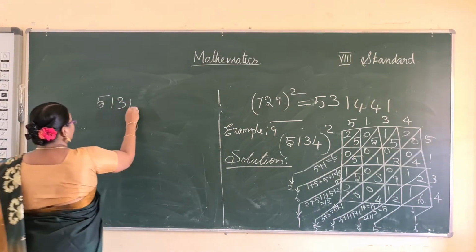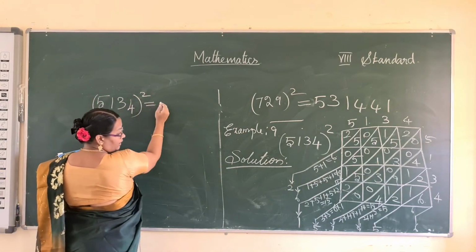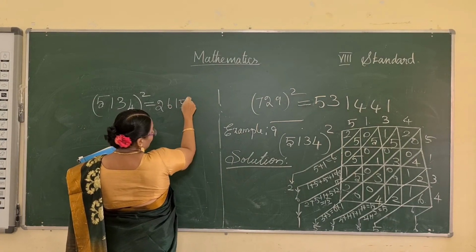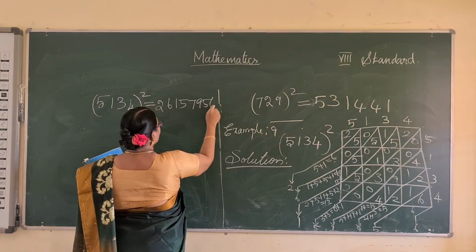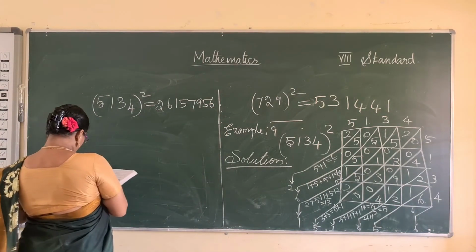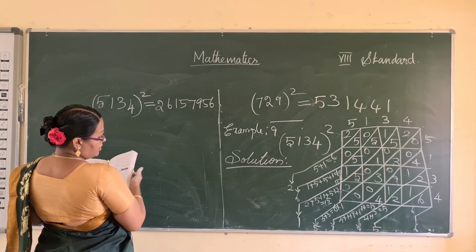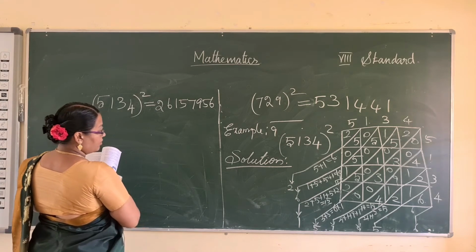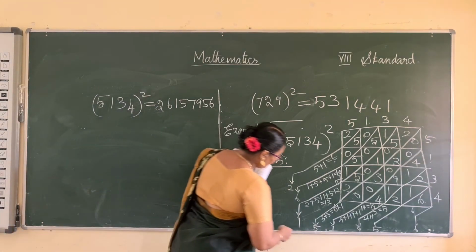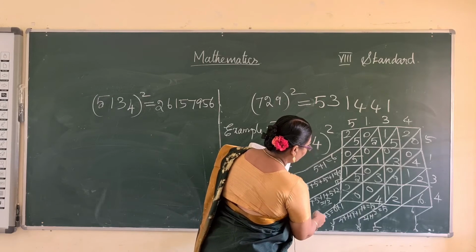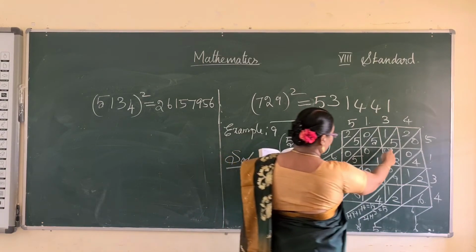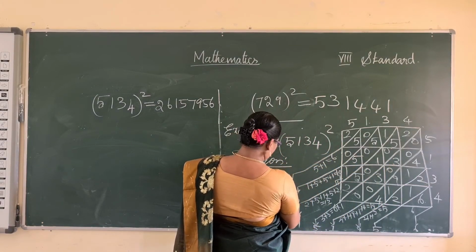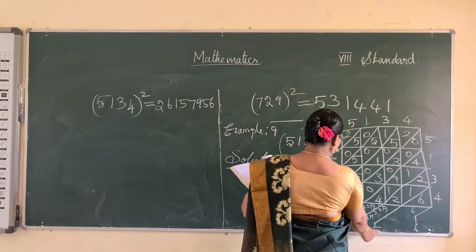So what is the square value of 5134? Square is equal to, what is the value? Right from here, is it? 2615, 7956. 7956. That is the answer. 26, 3 5. Here 2, 7, 2 6 1 5 7 9 5 6.